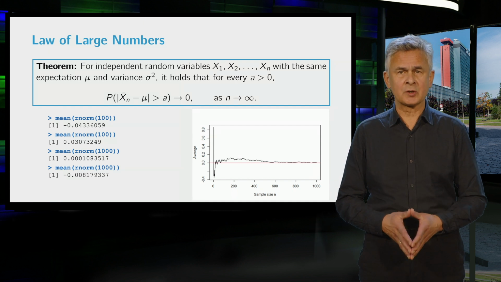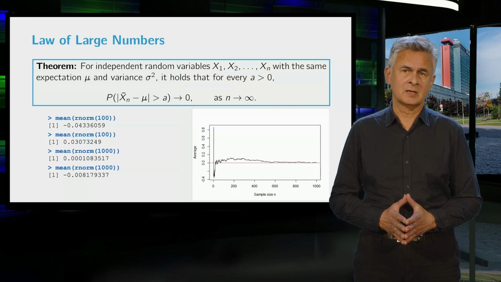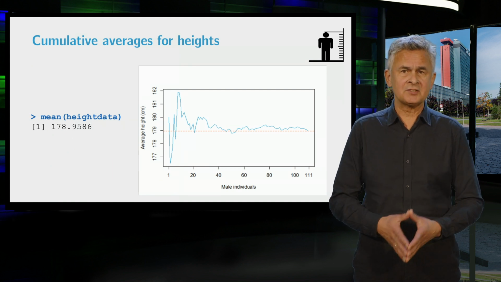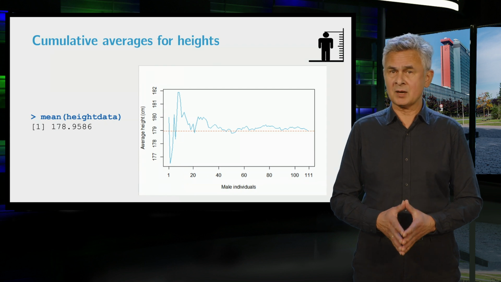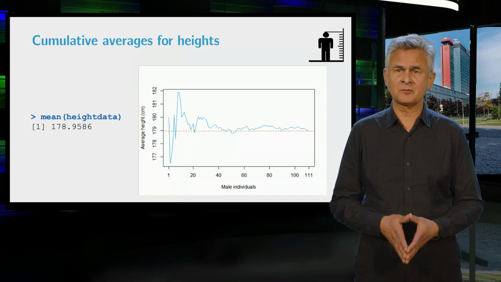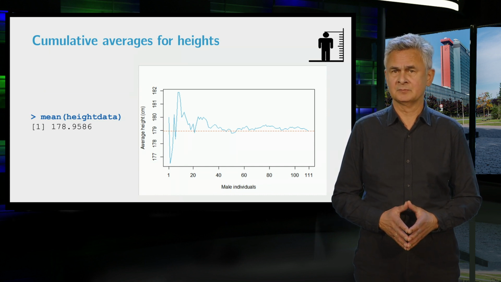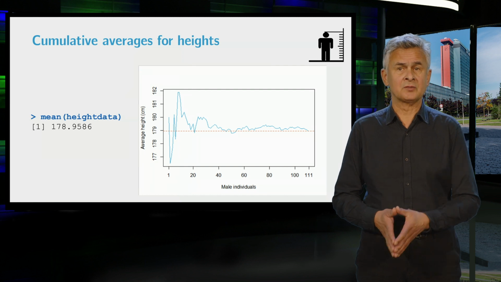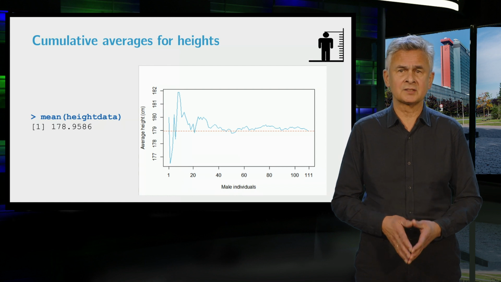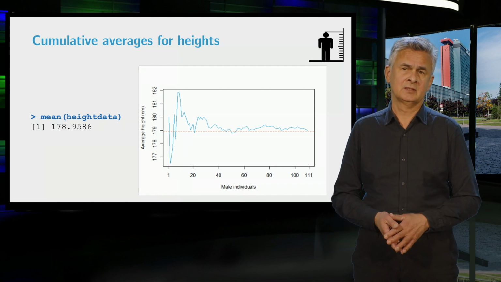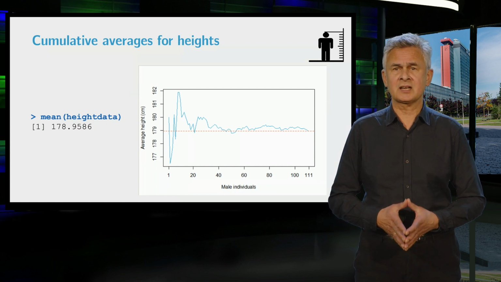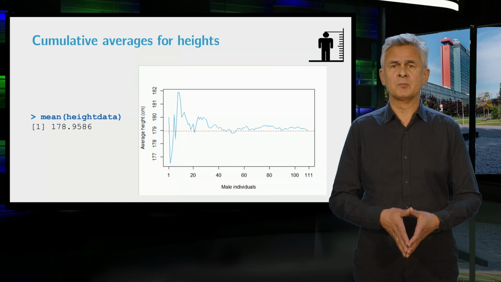But this property also works the other way around. Because we model our dataset of heights as numbers being generated independently from the same model distribution, the average height should be close to the expected value of this distribution. And therefore, based on this dataset, the expected height of a male individual is about 179 centimeters. Now this illustrates that the average of the observations gives an idea of the expected value of the model distribution.